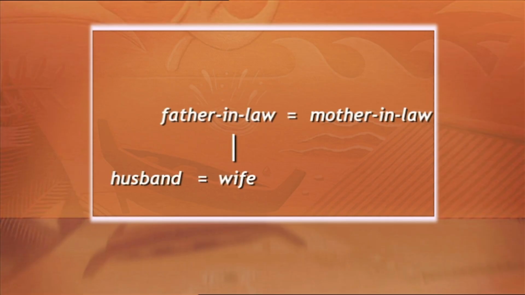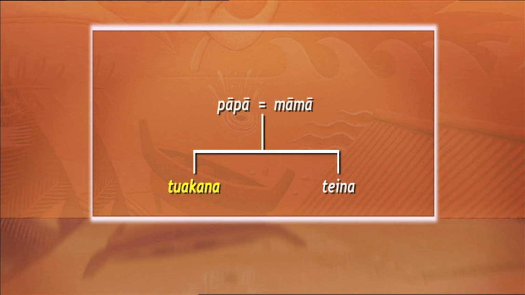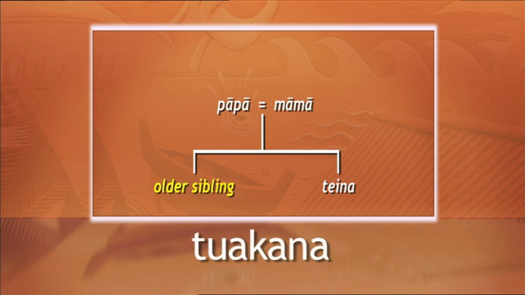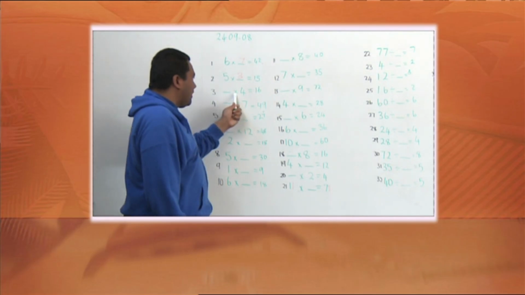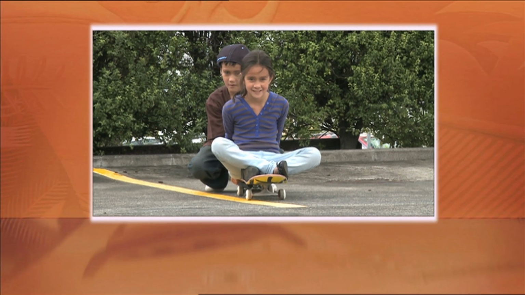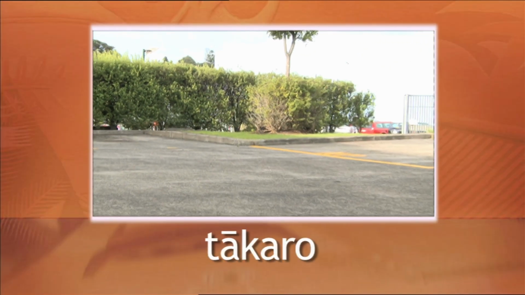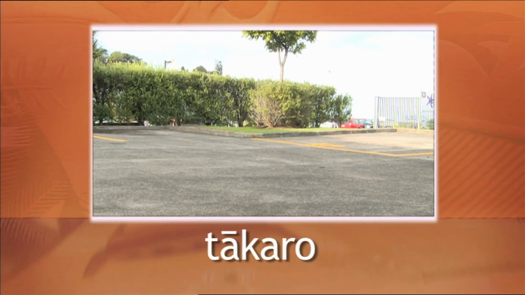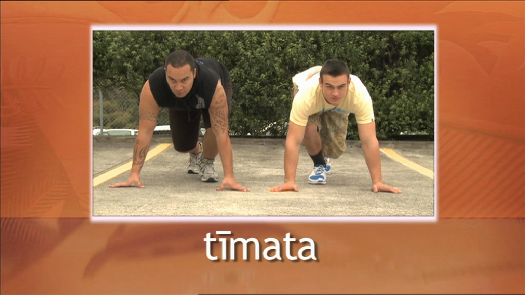Hungarei, father-in-law. Tuakana, older sibling of the same sex. Kaiako, teacher. Tākaro, to play. Tīmata, to start or begin.